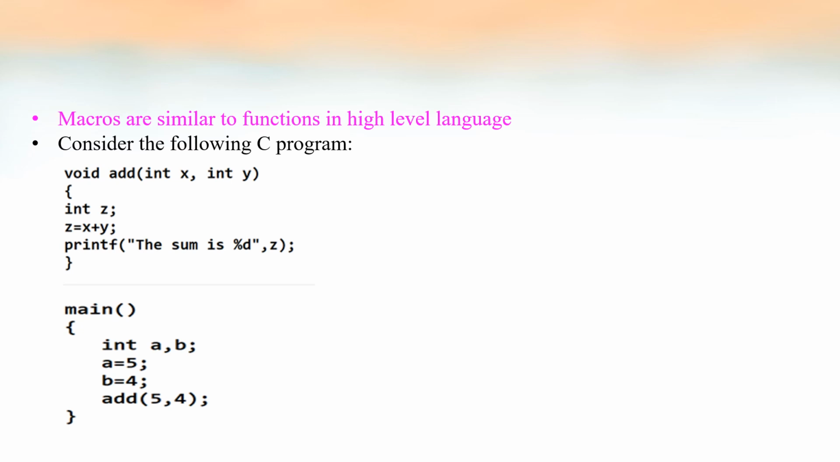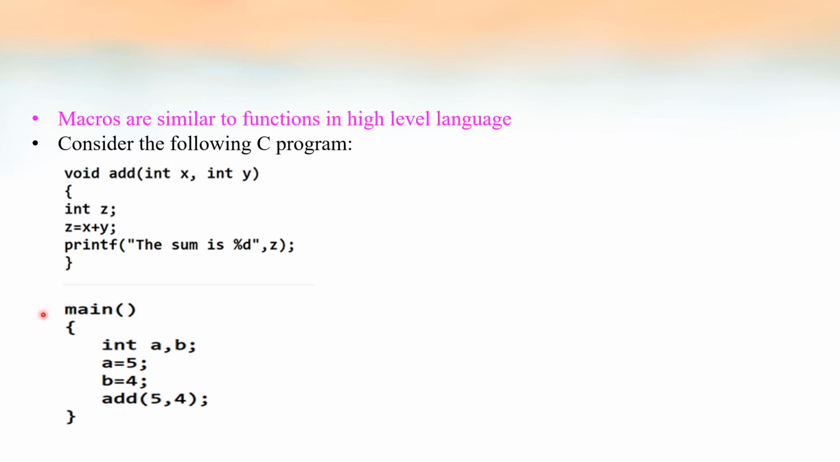For example, consider this C program. In this program, an add function is used. First we have to give the definition of the function. After that, in the main program, we can call the function. So this is the function call. Similar to that, in assembly language, we can give the definition of the macro, and then in the main program, we can call the macro. So what a macro processor does is, when it encounters a macro call, it will substitute the actual parameters for the formal parameters.